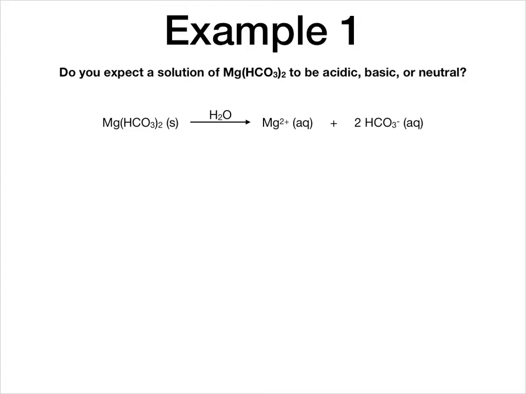Okay, so our first example is, do you expect a solution of magnesium bicarbonate to be acidic, basic, or neutral? And so this is magnesium bicarbonate. At this point you should probably have a sense of the process that we are using. Our first step is to dissolve the salt in water. And since it is an ionic species, it breaks up into its ions.